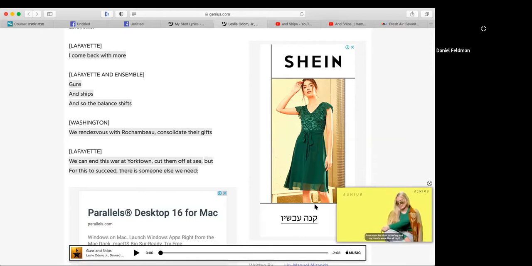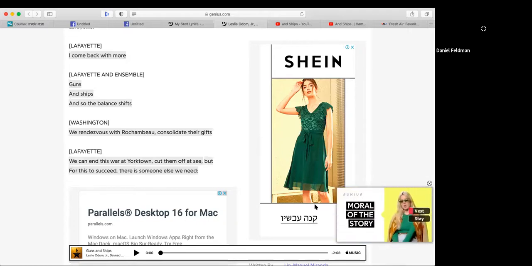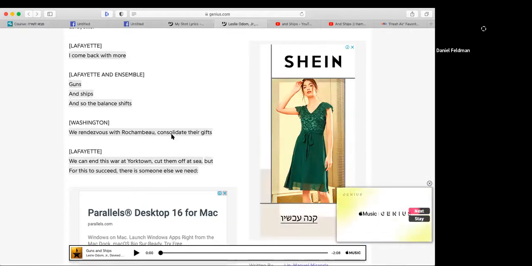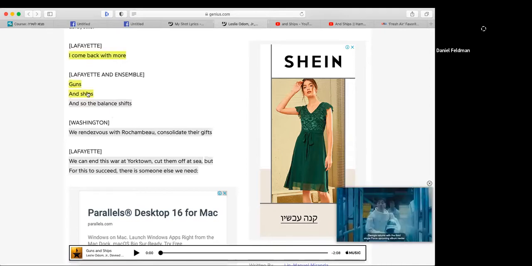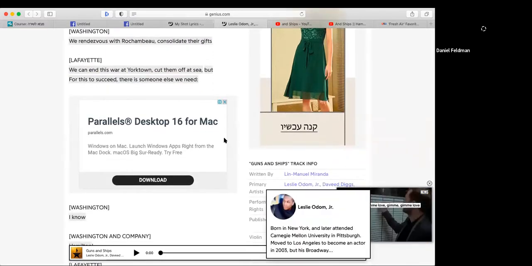He's got three trisyllabic words: rendezvous, Rochambeau, consolidate. I guess that's four syllables, consolidate. And it works. The R of rendezvous, Rochambeau, consolidate their gifts further continues the I here of ships, shifts, gifts, and it goes on. Let's go to another one. It's just fun to listen to this.